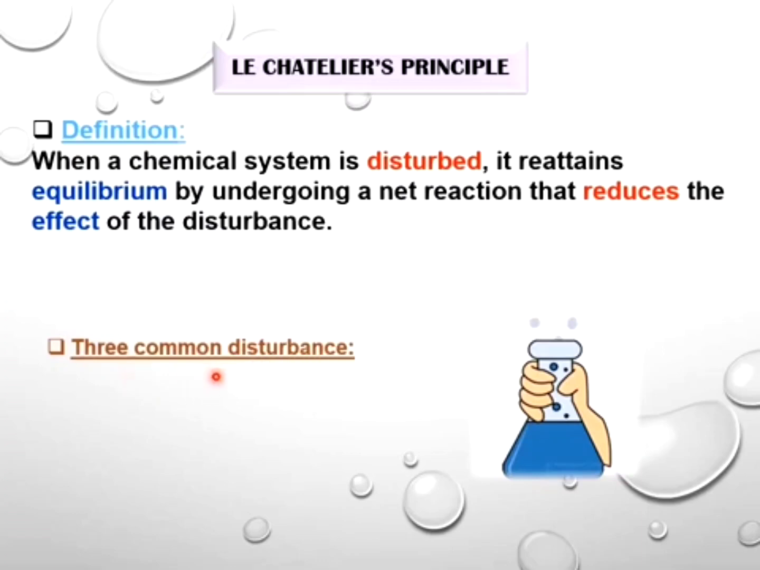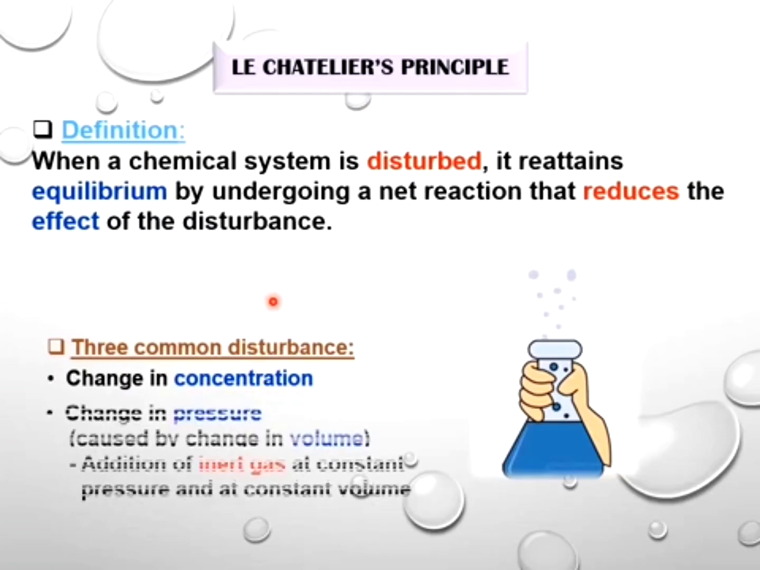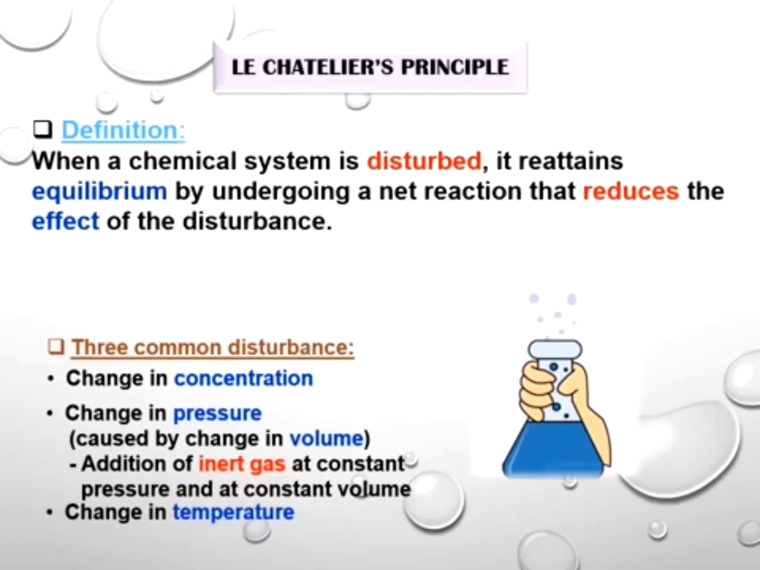Okay, so we have three common disturbances here. The first one, we have change in concentration. Perubahan atau gangguan dari segi perubahan concentration. Number two, we have change in pressure. If change in pressure, we must relate terus kepada change in volume, atau kalau change in volume, we need to relate with pressure. In change in pressure, dia ada satu tambahan lagi, iaitu addition of inert gas at constant pressure and at constant volume. And the third disturbance, we have change in temperature.